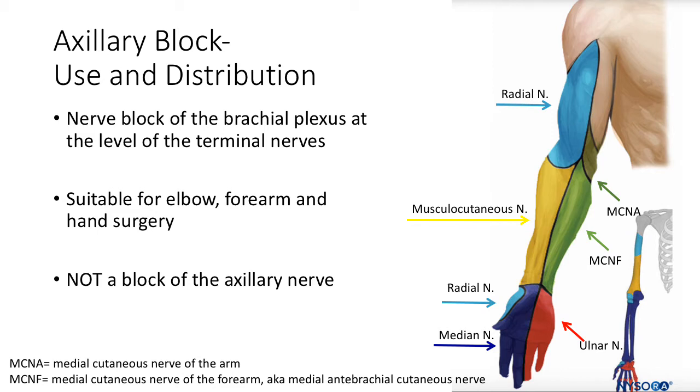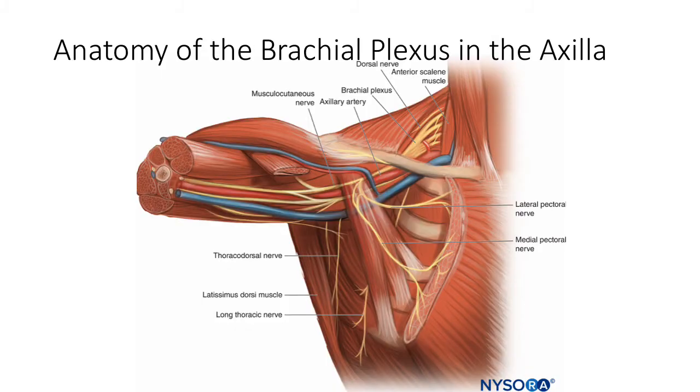One important side note here is that despite the fact that we call this the axillary block, this nerve block does not in fact block the axillary nerve, which is a branch off of the posterior cord which leaves the plexus proximal to the axilla. So let's discuss the anatomy of the axilla.